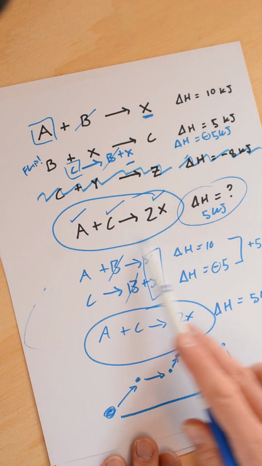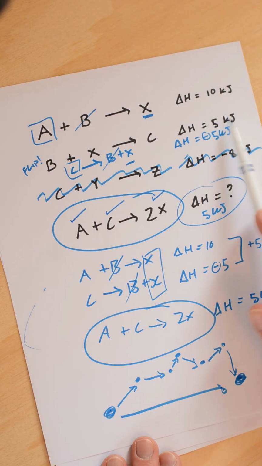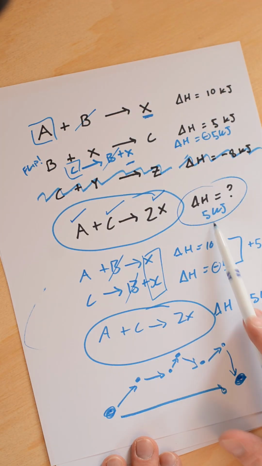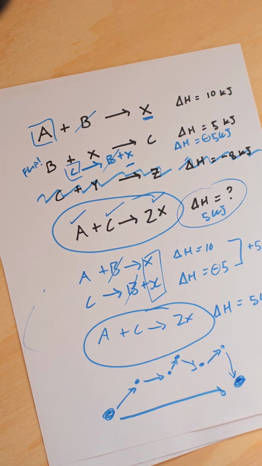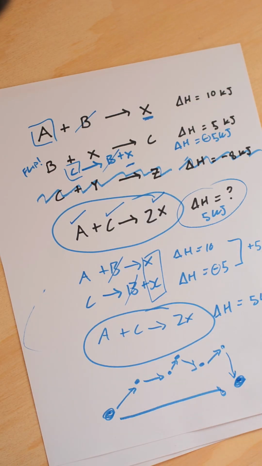So if I can construct this through some variation of these other ones, and I know the enthalpies for these other ones, I can find the enthalpy for this one just mathematically, just by accounting for all these things, trying to make it match. It's a matching game. It's more like a puzzle than anything else. And if you can solve the puzzle, you can find the enthalpy.